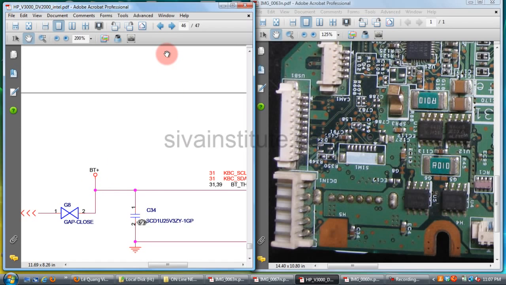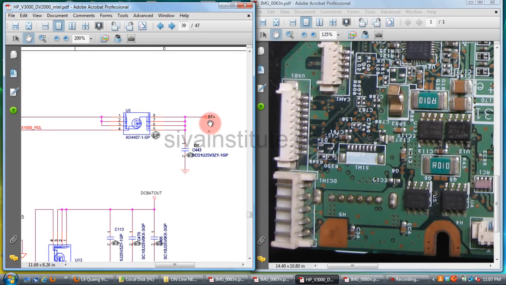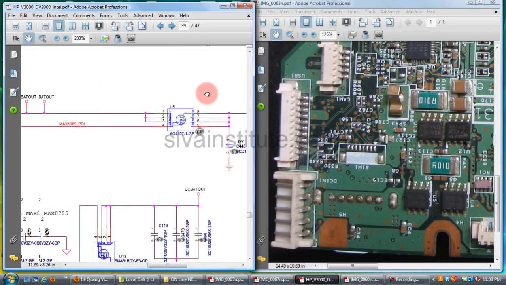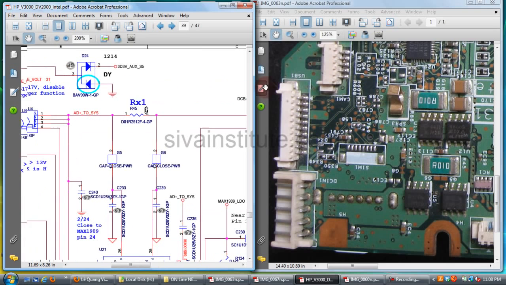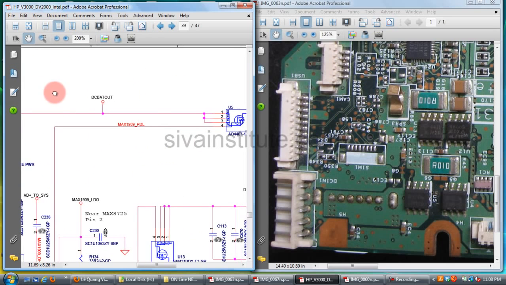This voltage goes from the battery connector positive to FET U5, pin number 5, 6, 7, 8. This is input, and this is output. This is DC bat out, which means DC adapter battery out. This is the combined voltage. So this is U4 and this is U5.